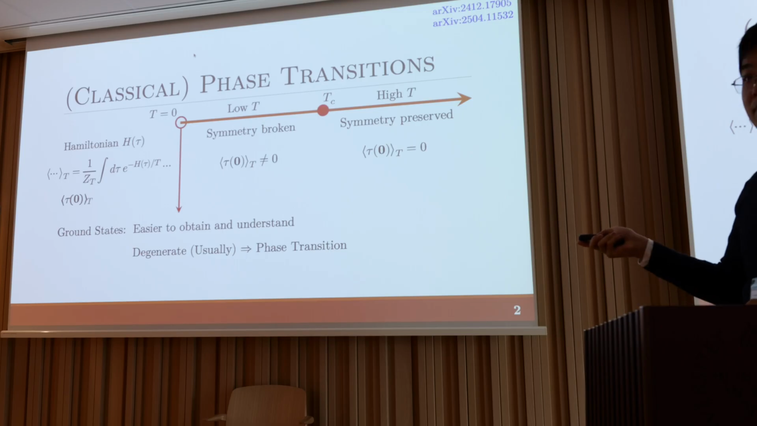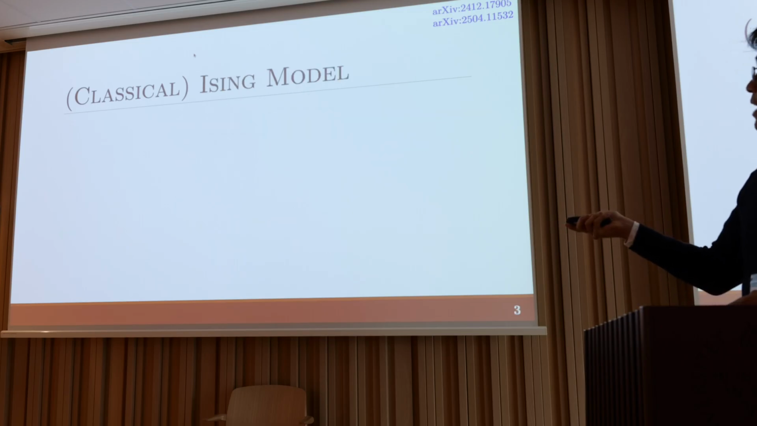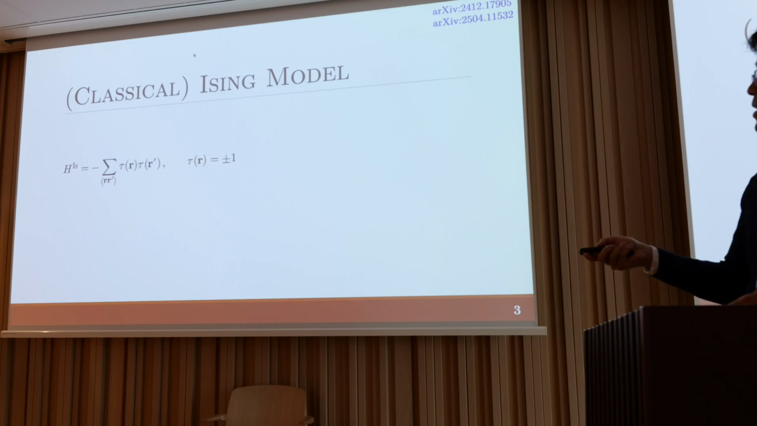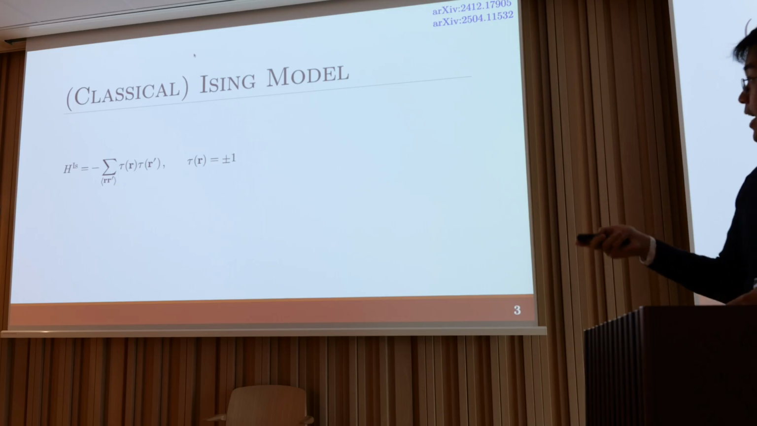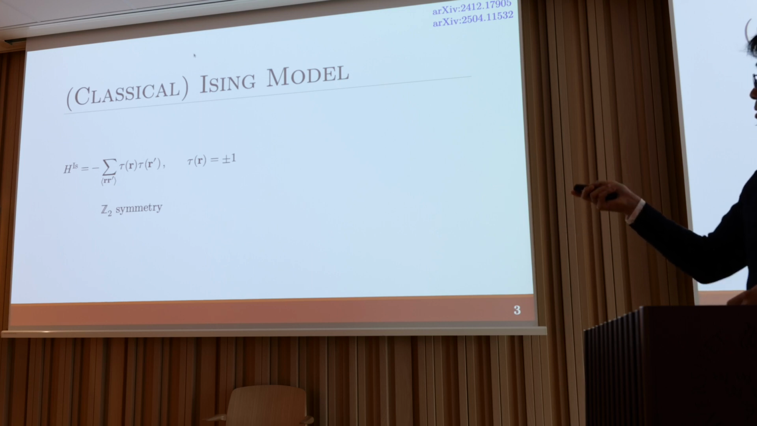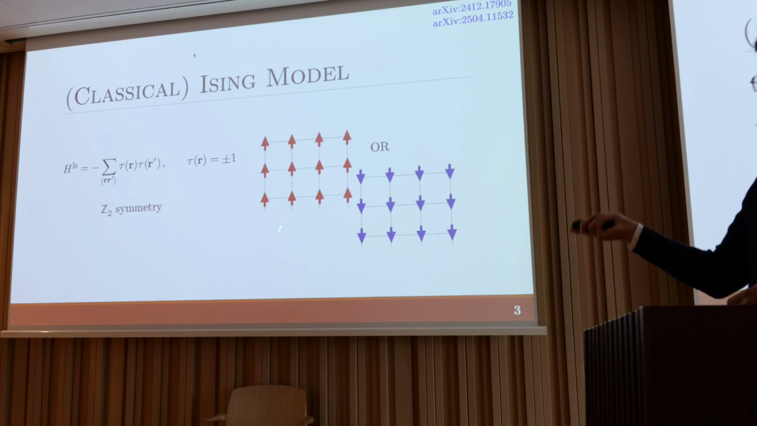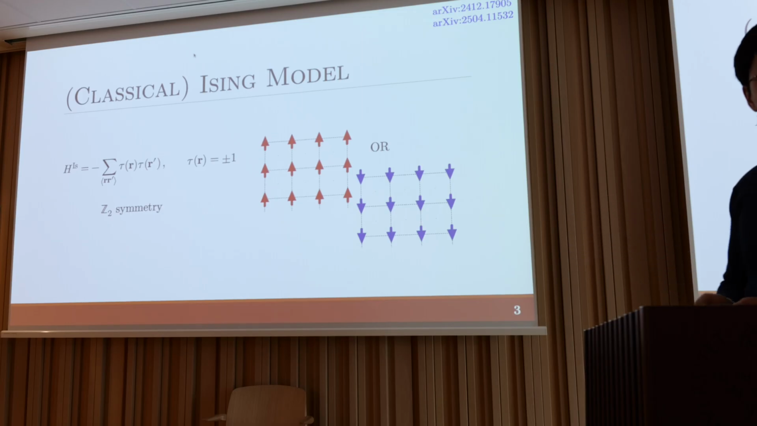Okay, so of course we have the classical Ising model as an example. You start out with this Ising model. Tau corresponds to the spin degree of freedom, up or down, on the lattice. And it has this Z2 symmetry, which is also shown from the two degenerate ground states, either all up or all down.